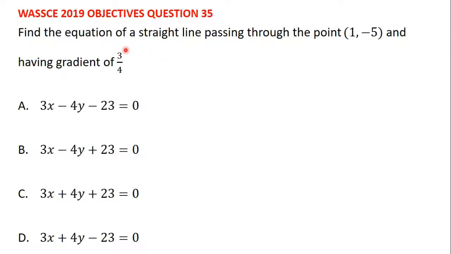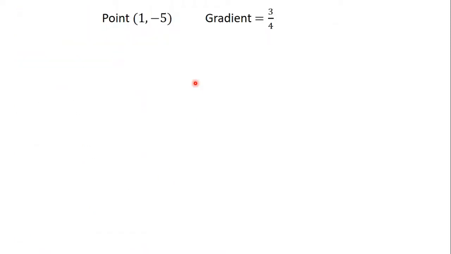So the question wants us to find the equation of a straight line that has a gradient of 3/4 and passes through the point (1, -5). We are given options A, B, C, D. Let's go ahead and solve this question.